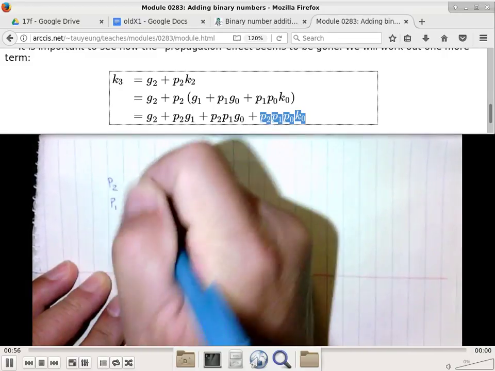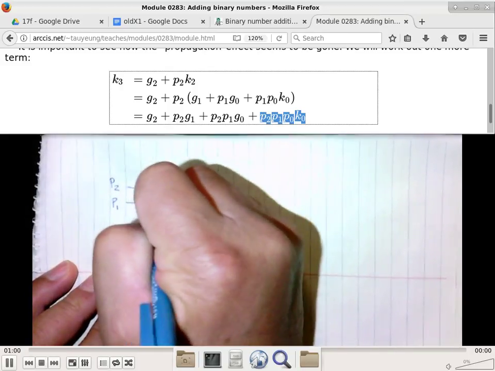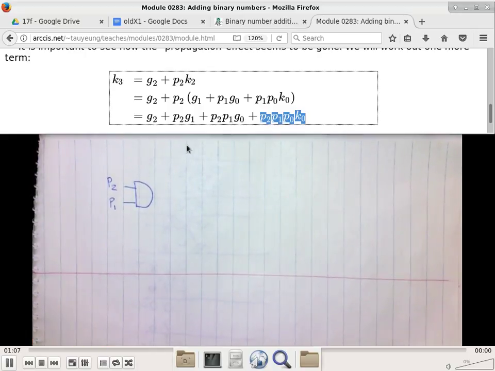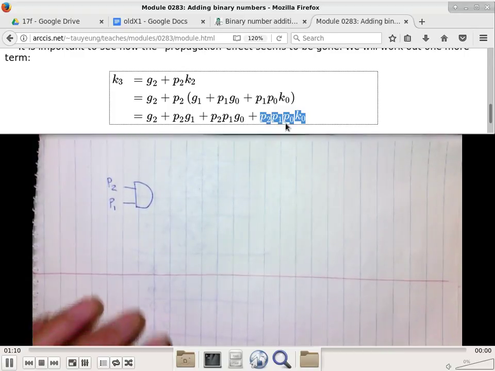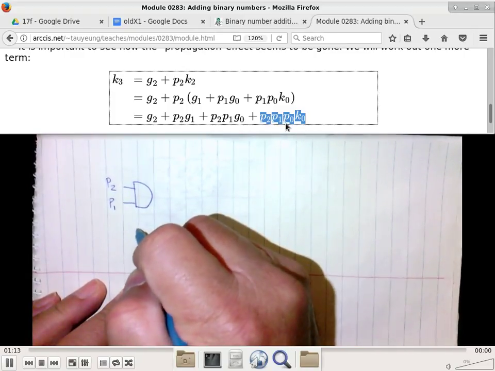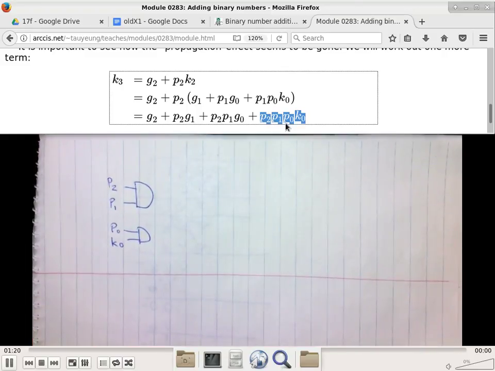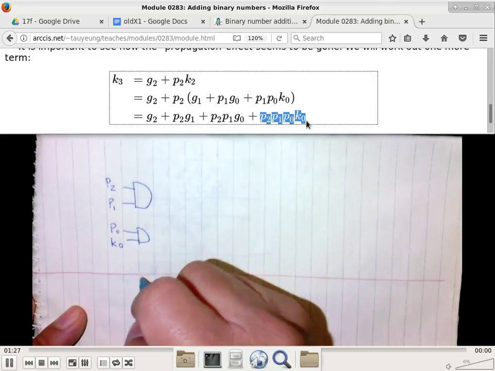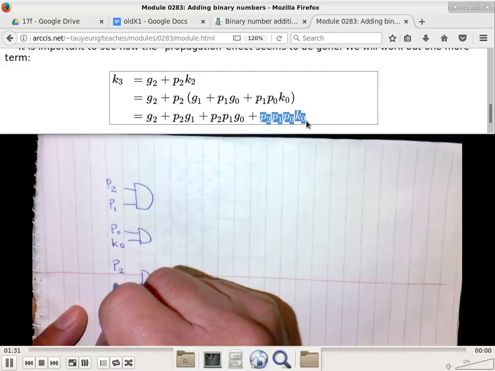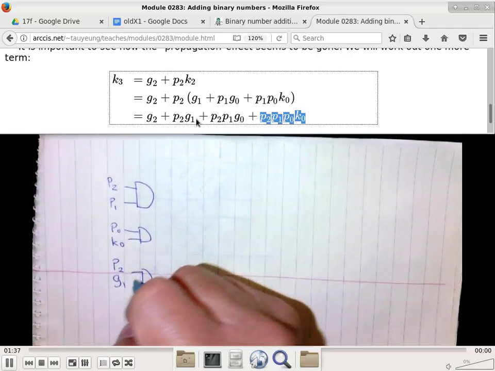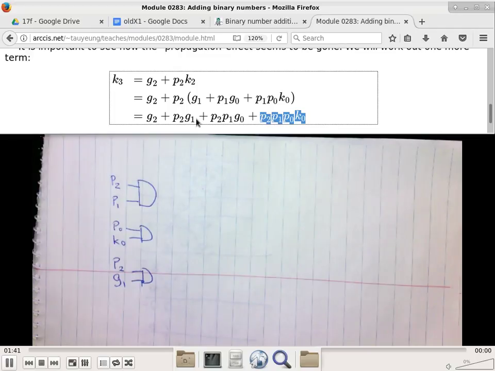P2, P1, okay? So these two can go to one conjunction gate. But that one can be shared between the third term and the last term. Only for the last term, we need to compute P0 and K0 to take care of these two. And then P2 and G1 can be computed as the first level too. So these are all our first level AND gates. They can all happen at the same time because they don't depend on each other. Is that okay?